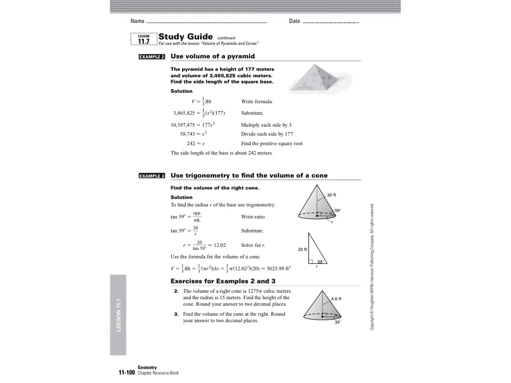The second page, again, they're asking you to find the volume of the pyramid. That's fine. This section here of using trigonometry to find the volume, you will not have any trigonometry on this. There will be no sine, cosine, or tangent. So you won't have to do that to find a radius or a height. So you can skip example 3.